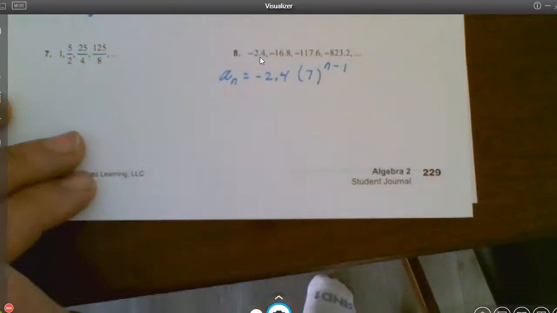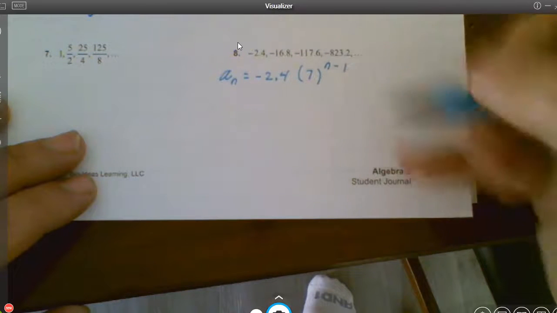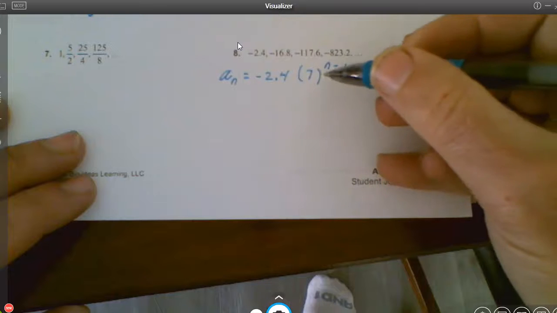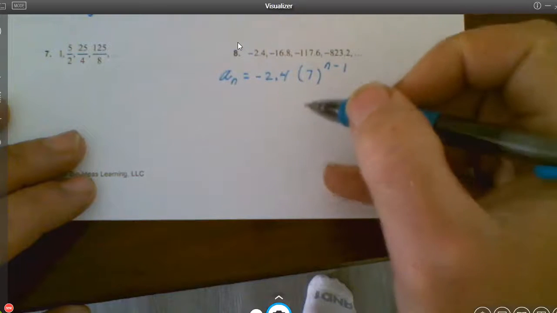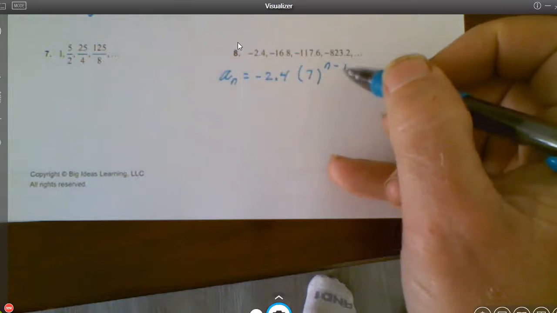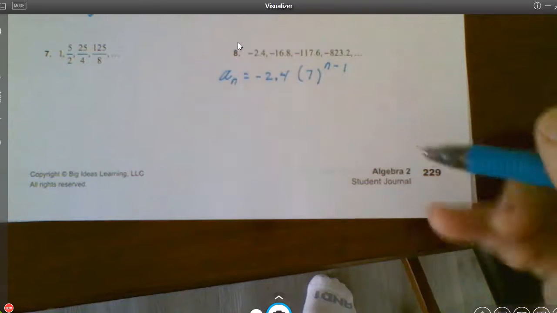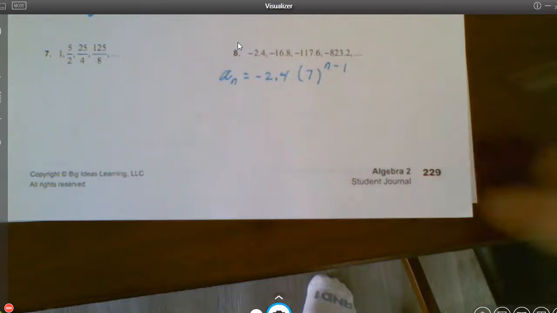So that would be the rule. And now if I wanted to find any term, I plug in a number for n. So if I wanted to find the 6th term, I put a 6 right there. And in my calculator, I'm going to do 7 to the 5th power, right? Because it would be 6 minus 1. And then multiply that answer by this, and that would tell me my 6th term of the sequence.